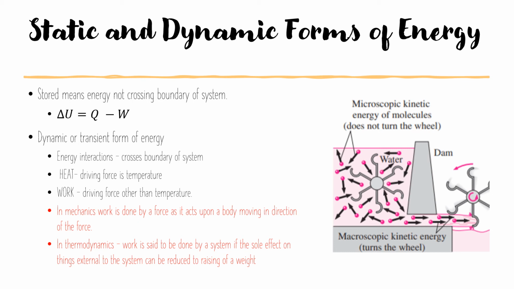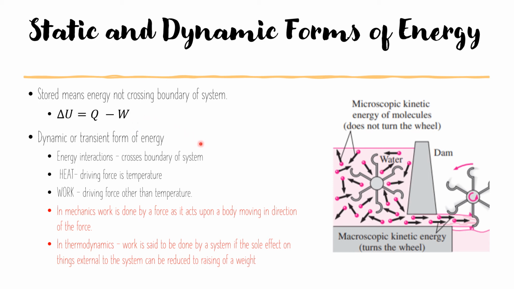The forms of energy that we already discussed, which constitute the total energy of a system, can be contained or stored in a system, and thus can be viewed as the static forms of energy, while the forms of energy not stored in a system can be viewed as the dynamic forms of energy or as energy interactions. Stored means energy not crossing a boundary of a system. This is given by the change in internal energy of a system being equal to the heat added to the system minus the work done by the system.